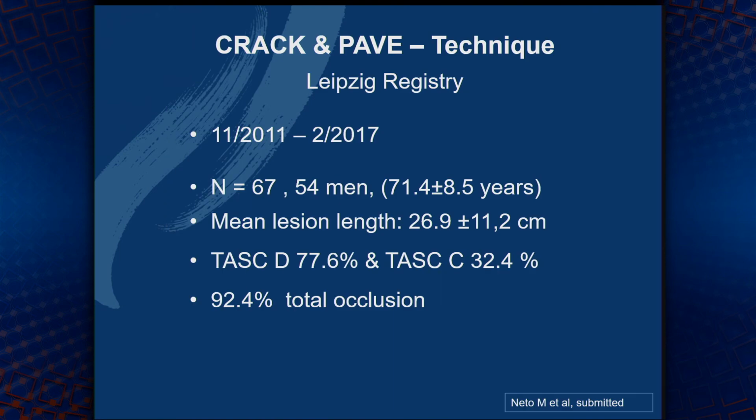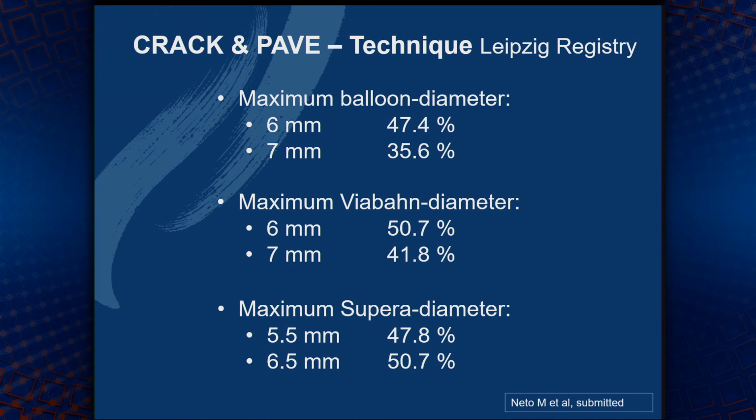So we also have, of course, some data for the crack and pave technique. We included in a study in our Leipzig registry 67 patients, 54 of them men, with a mean lesion length of 27 centimeters, mainly TASC D lesions, and 92% total occlusions. The maximum balloon diameter and Viabahn diameter were commonly 6 and 7 millimeters, and we used 5.5 millimeter Supera as well as 6.5 millimeter Supera for the paving.